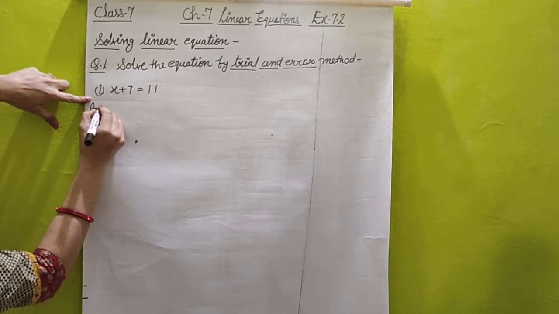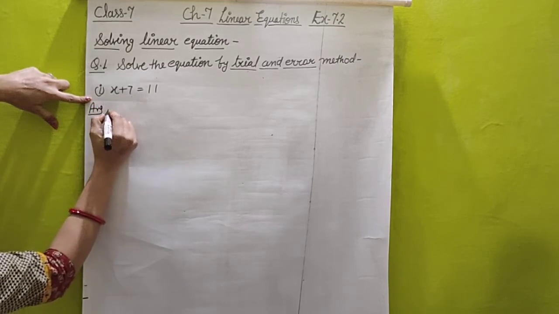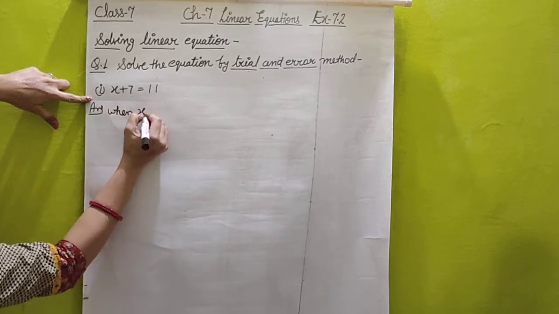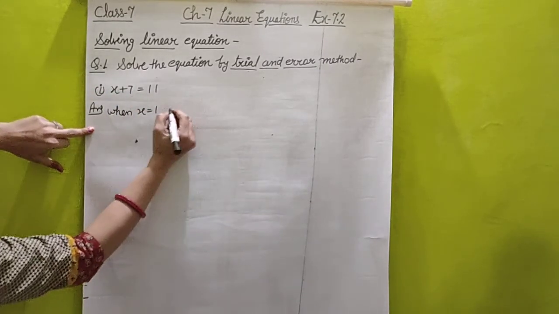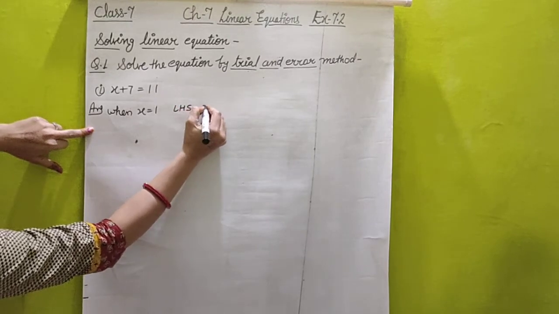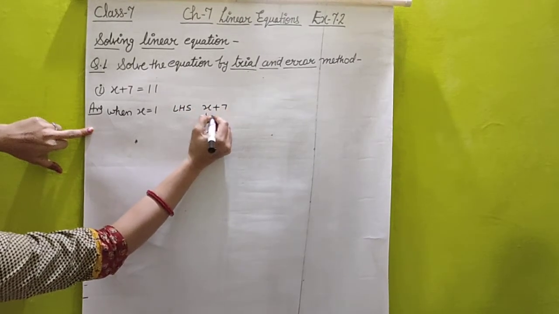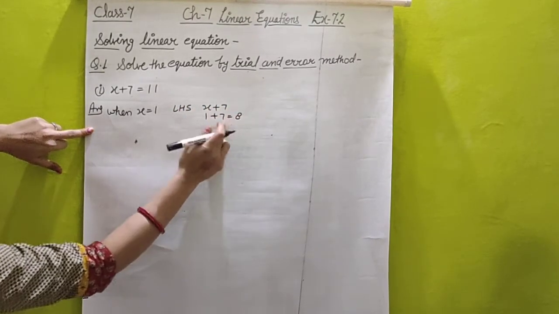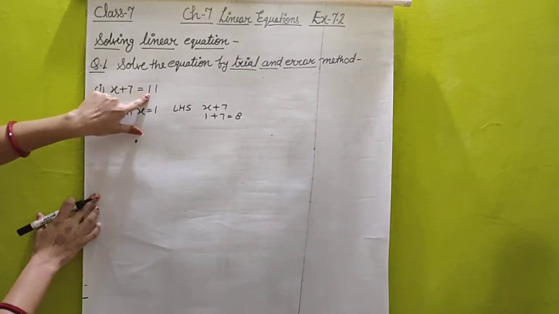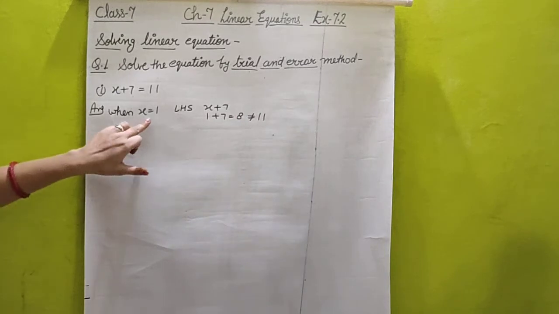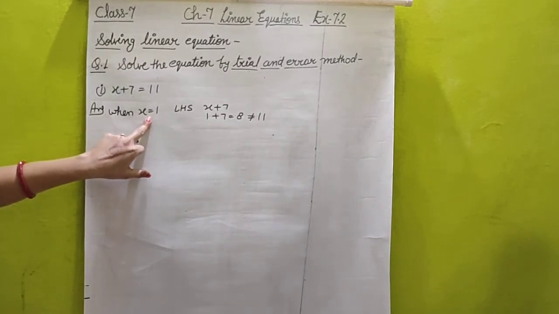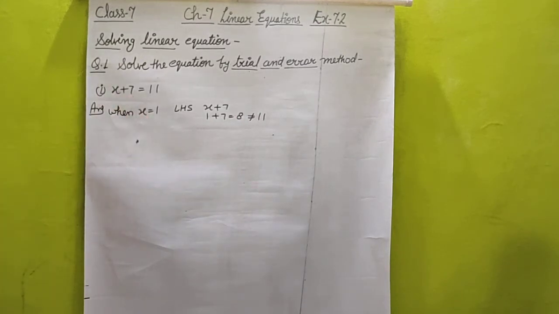So in the answer, students, first of all I am taking x is equal to 1. Then LHS, which means x plus 7, is 1 plus 7. It will be 8. That is not equal to 11. So x is equal to 1 is not the solution of the equation.